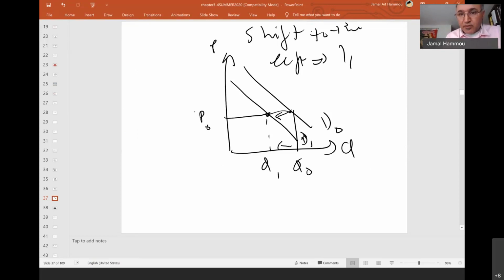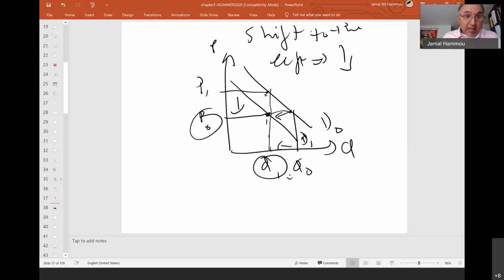When we shift the demand curve to the left, that's a decrease. What does that mean? People are buying less at the same price. Or if I look at price P1, people are paying less for the same quantity, so the price would go from P1 to P0. For the same quantity, people are paying less. That's graphically how you can look at this.